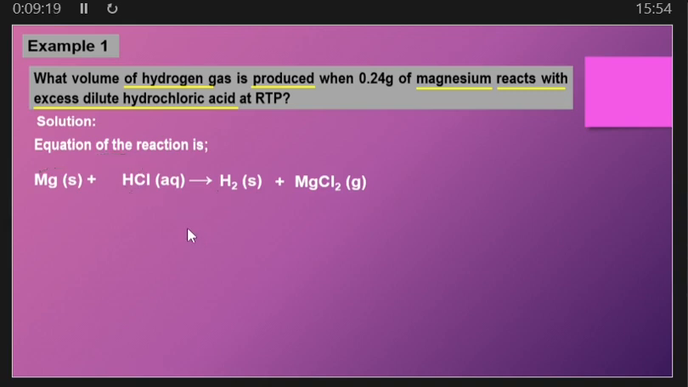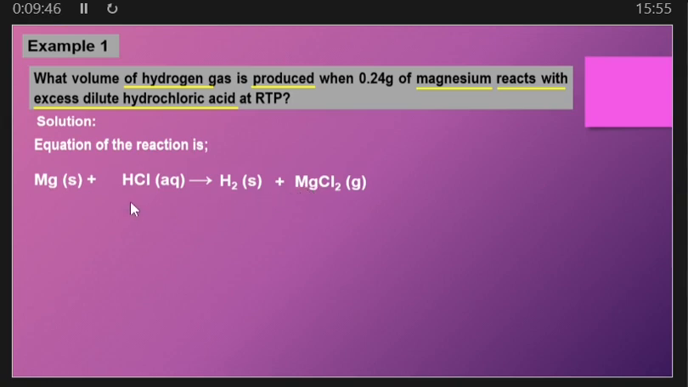So from here, we are going to make sure that our equation is balanced by making sure that the number of atoms on the left side of the equation equals the number of atoms on the right side of the equation. So here magnesium, we have 1, and also here we have 1. So with magnesium, there is no problem. The number of atoms are balanced.